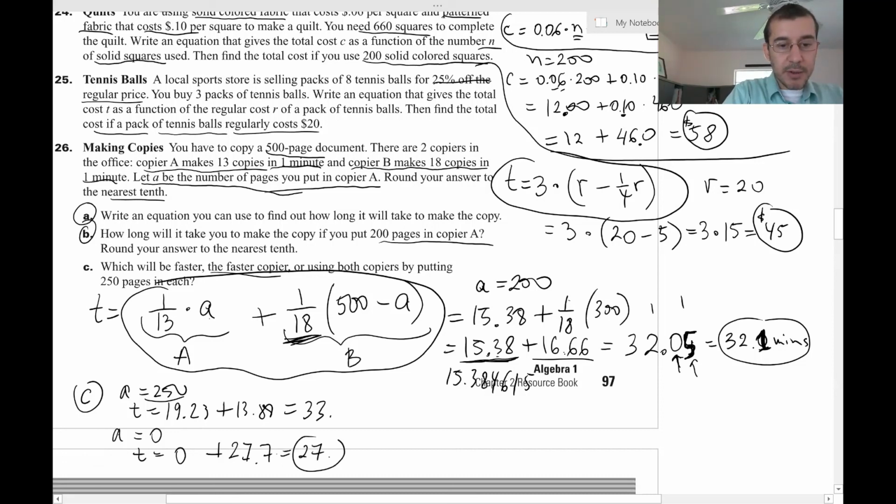So it's much faster when we have all the pages, 500, printed with the faster copier, which is copier B, right? So copier B makes all the copies. So in that case, we just spent 27 minutes. So obviously, the faster copier is the answer.